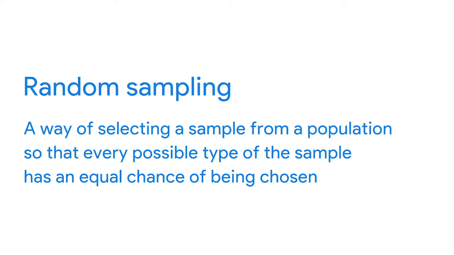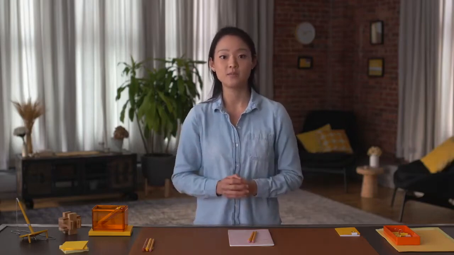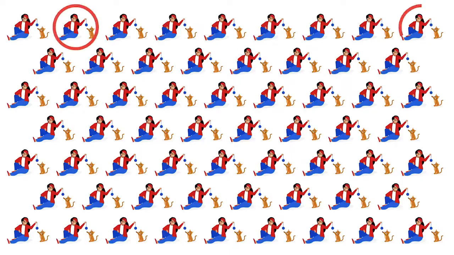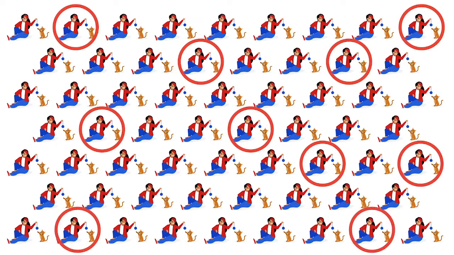Using random sampling can help address some of those issues with sampling bias. Random sampling is a way of selecting a sample from a population so that every possible type of the sample has an equal chance of being chosen. Going back to our cat owners again. Using a random sample of cat owners means cat owners of every type have an equal chance of being chosen. So cat owners who live in apartments in Ontario would have the same chance of being represented as those who live in houses in Alberta.